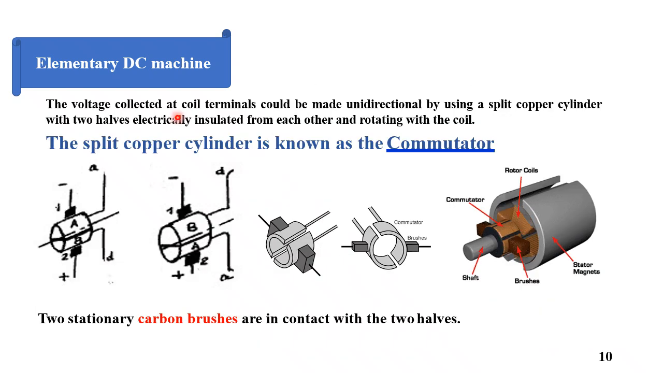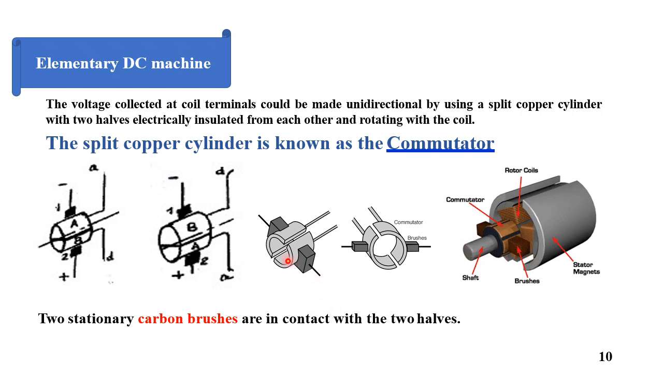The voltage collected at the coil terminals could be made unidirectional by using a split copper cylinder, which is shown here, with two halves electrically insulated, and two carbon brushes in contact with these two halves. The two brushes are stationary, connected to the stationary part. As we see here, these are the two brushes, and this is the commutator, which is commutating from one coil to another, changing the connection from one coil to another with the brushes.